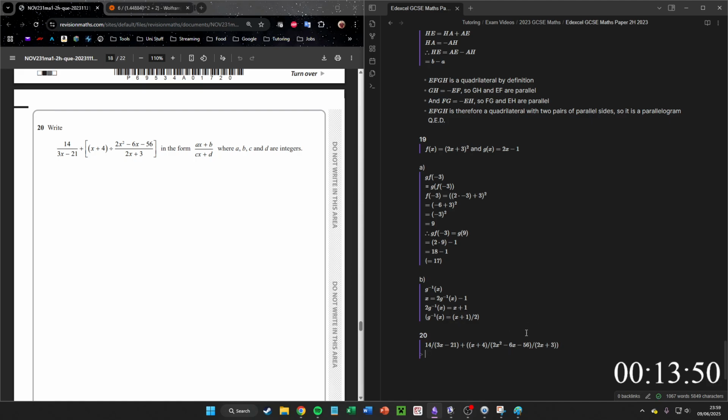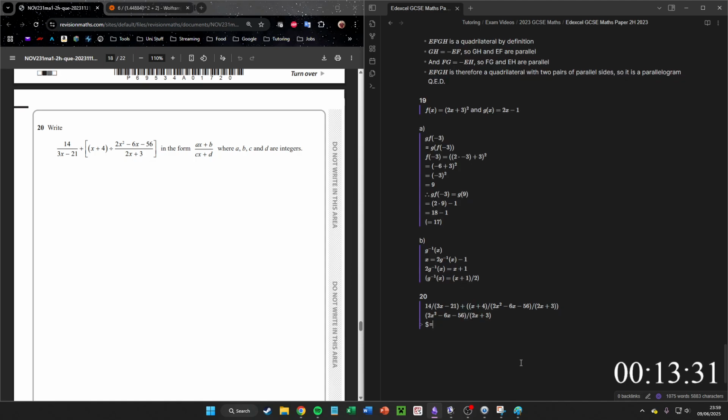First of all, let's tackle this really horrible looking thing here. So we'll say (2x squared minus 6x minus 56) divided by (2x plus 3). And we're going to try and just simplify that out. So we need to factorize the top, and we know that one of our factors has to be 2x plus 3 to make it easy, as far as I can remember. 56 is a multiple of 3, isn't it? No, it's not. That's not very helpful.